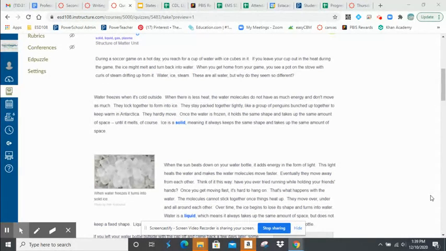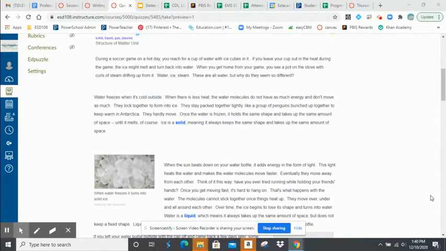Water freezes when it's cold outside. When there is less heat, the water molecules do not have as much energy and don't move as much. They lock together to form into ice. They stay packed together tightly, like a group of penguins bunched up together to keep warm in Antarctica.